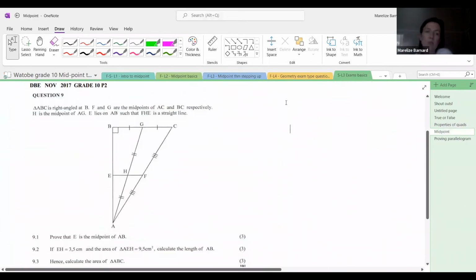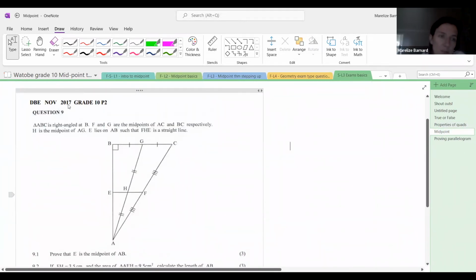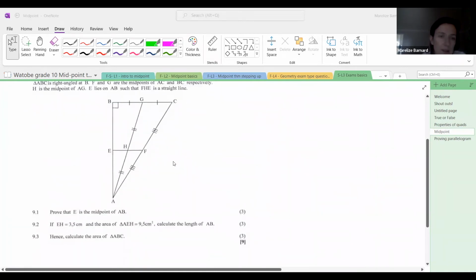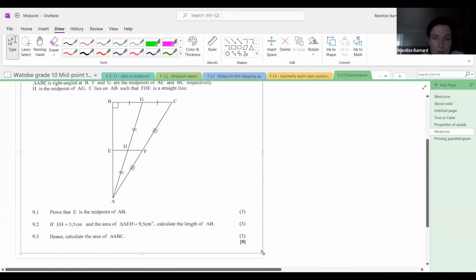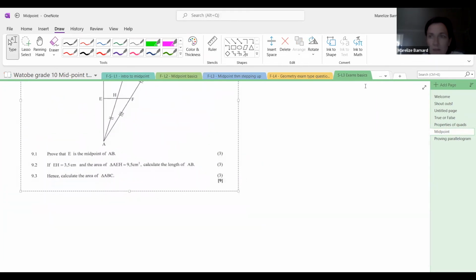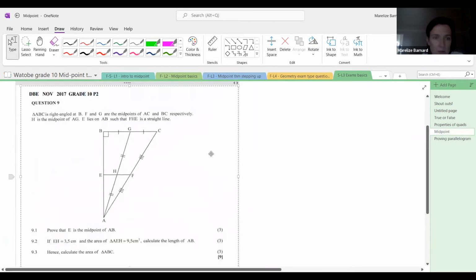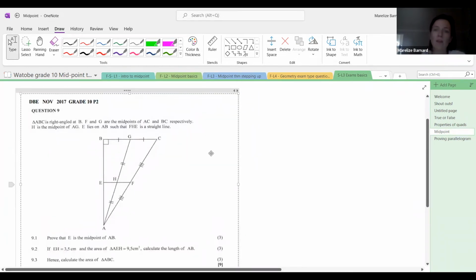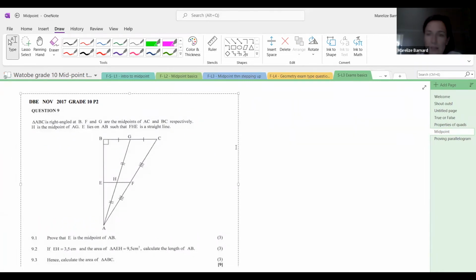Okay, here's our midpoint question. This question comes from November 2017, also set by the Department of Education. And this is a midpoint question. Let me make it a little bit smaller so that the whole thing can fit into the screen. Like that. Okay, so let's read through the question, everybody, and once you are done reading, just put your reading face in the chat.